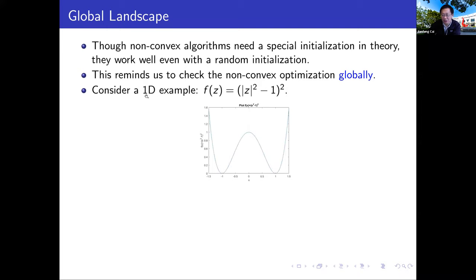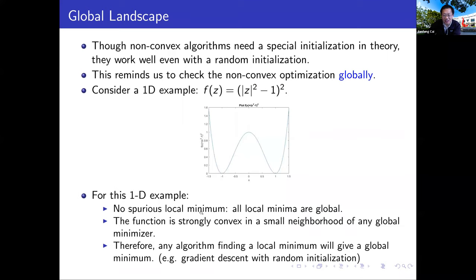So let's consider a very simple one-dimensional case. In the one-dimensional case, this least squares fitting becomes this simple form, assuming our A equals one. Then this function looks like this. This is a non-convex function, of course, but it is not so bad in the sense that all local minima are actually global. So here, this is a local minimum, and it is also a global minimum. And also this function is strongly convex in the neighborhood of any global minimizer. You can see it is strongly convex here, and here.